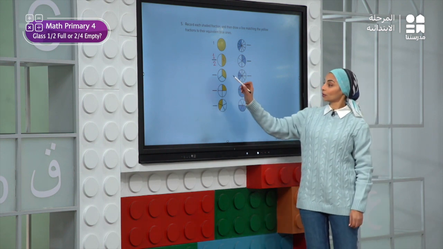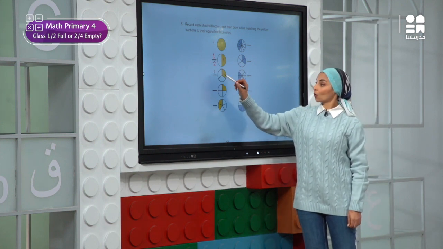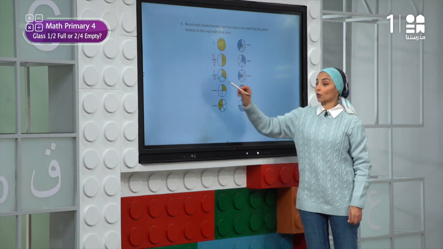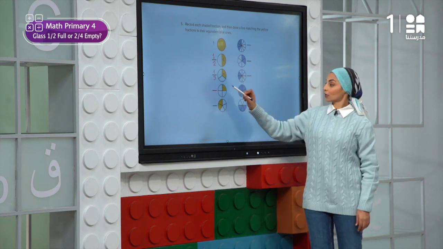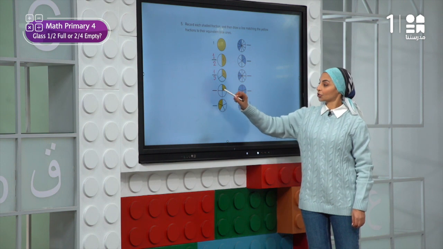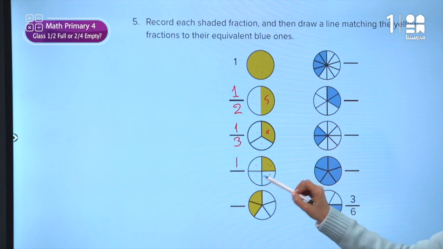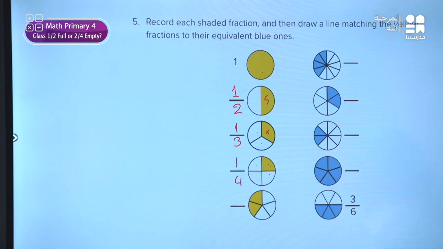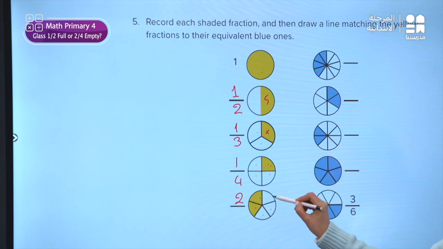The third one is 1 shaded part over 3 parts, meaning 1 over 3. The fourth one is 1 shaded part over 4 parts, meaning 1 over 4. The last one here is 2 shaded parts over 1, 2, 3, 4 and 5, so it is 2 over 5.